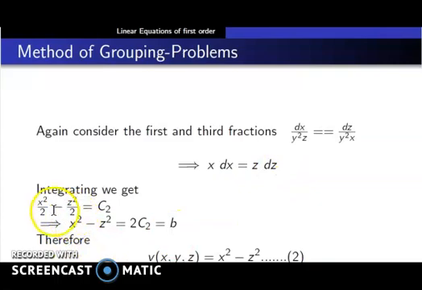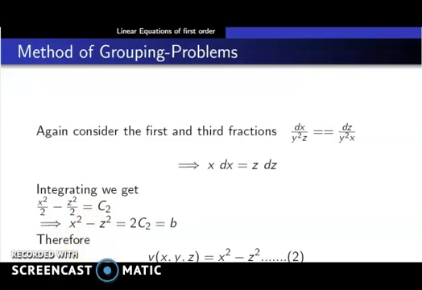So integrating, we get x square by 2 is equal to z square by 2 plus c2. So we can write it as x square by 2 minus z square by 2 is equal to c2. Taking 2 as common and cross multiplying it, we get x square minus z square is equal to 2c2, where c2 is an arbitrary constant, so instead of that we can substitute it as b. So we found another solution, that is v of xyz is equal to b, where v is x square minus z square.